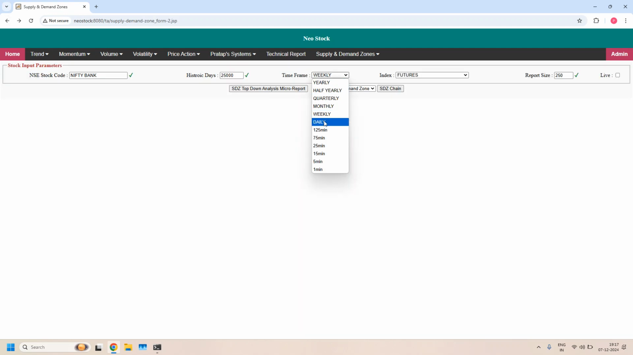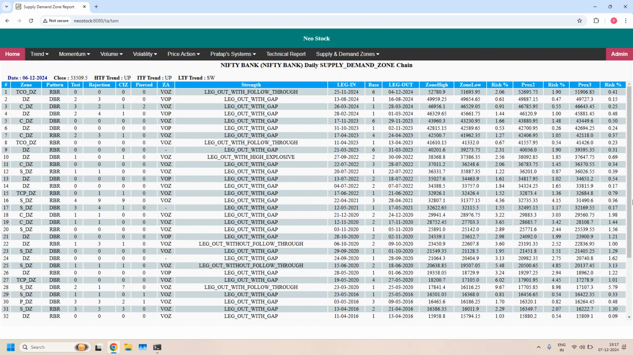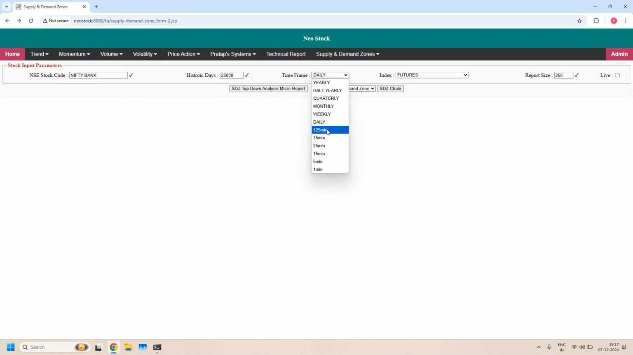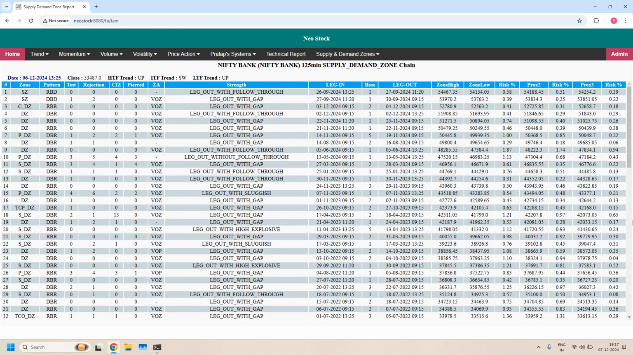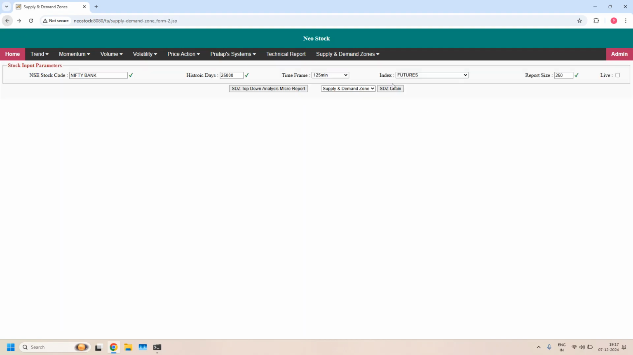Next, daily supply demand zone chain for Bank Nifty. Next, 125 minute supply demand zone chain for Bank Nifty. Next, 75 minute supply demand zone chain for Bank Nifty.